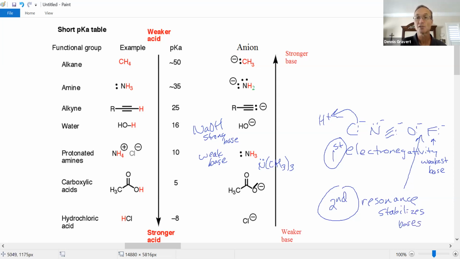So this negative oxygen is stabilized by resonance. You can draw the resonance structure, where the pi bond moves down here and this oxygen becomes negative. And now this oxygen gets a break. It's neutral, nice and happy with 2 bonds. And this one's like, I'm not too happy here. Here, oxygen, take it back.